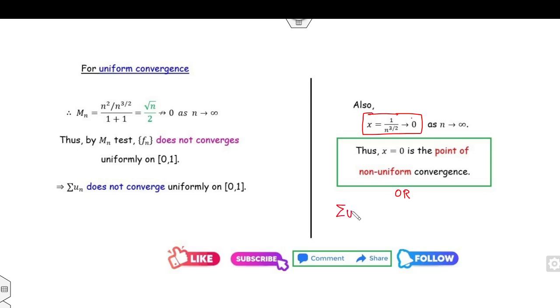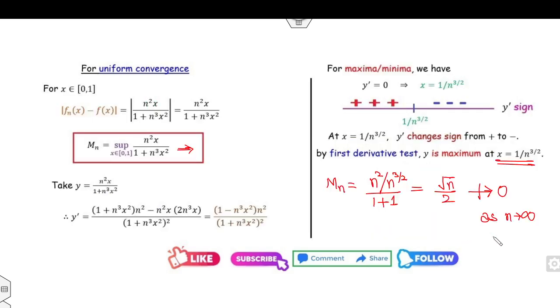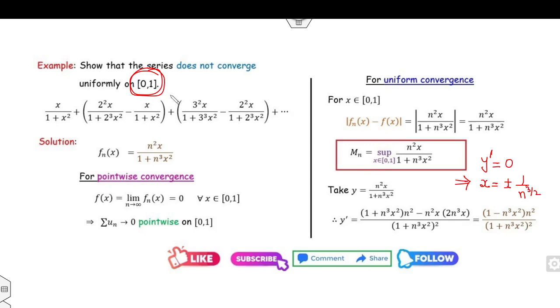Or you can say the series is not uniform convergent on any interval which contains the point 0. And you can see in the given statement they considered the point 0 as well. On the other hand, this series is uniform convergent on the interval a comma infinity, provided a must be greater than 0.